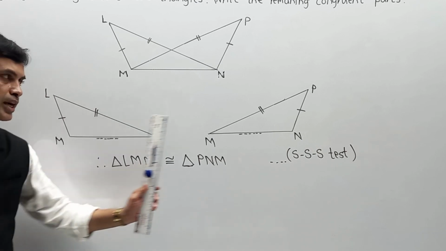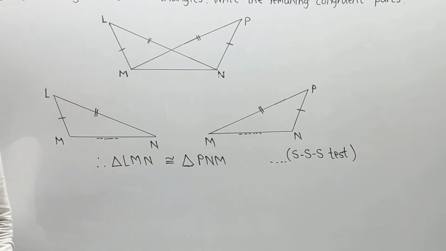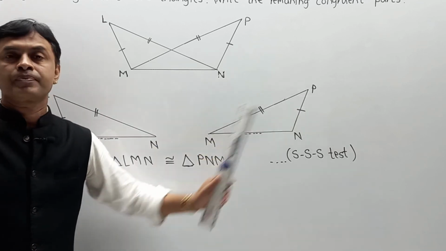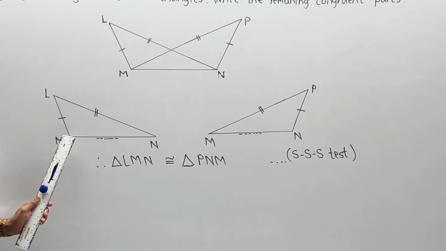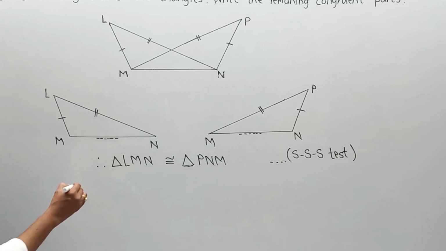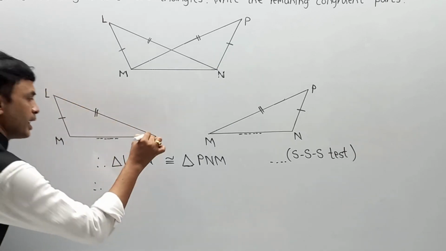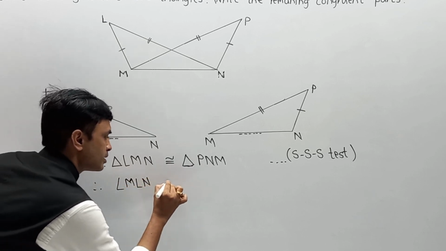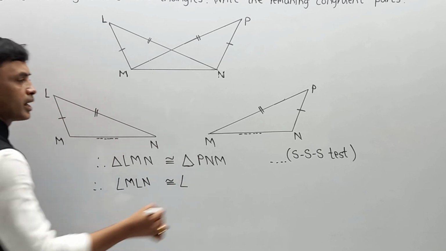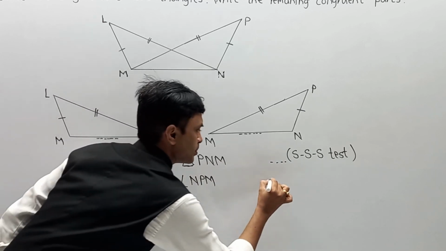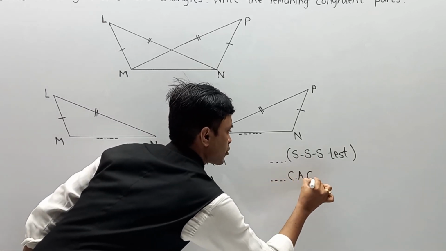All the three sides of the first triangle are congruent with all the three sides of the second triangle. Means sides are over. Naturally we have to indicate all the angles only. So first, angle L is congruent to angle P, but we cannot call it independently. We have to say that angle MLN is congruent to angle NPM, and the reason becomes corresponding angles of congruent triangles.